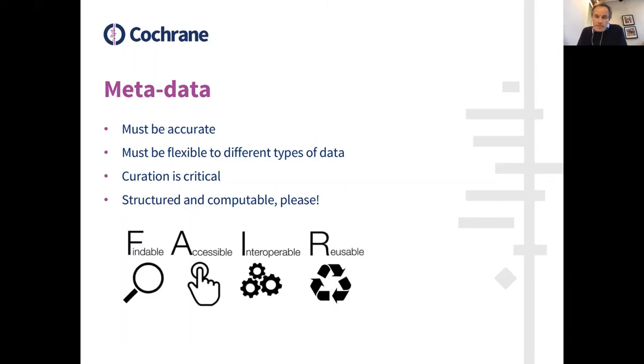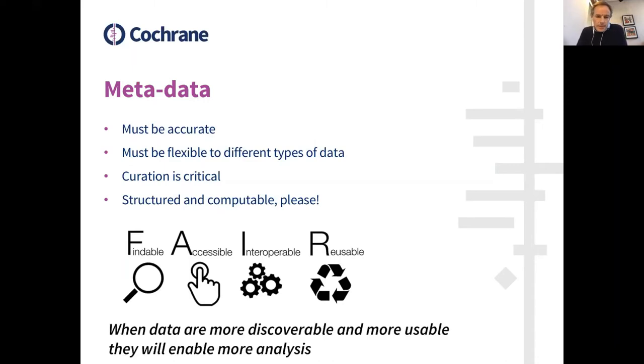So in the end, this is really all consistent with the FAIR data principles, which I imagine is familiar to most of you. And in the end, the principle being that when data are more discoverable and more usable, they'll enable more analysis and therefore more value to be generated from that asset.